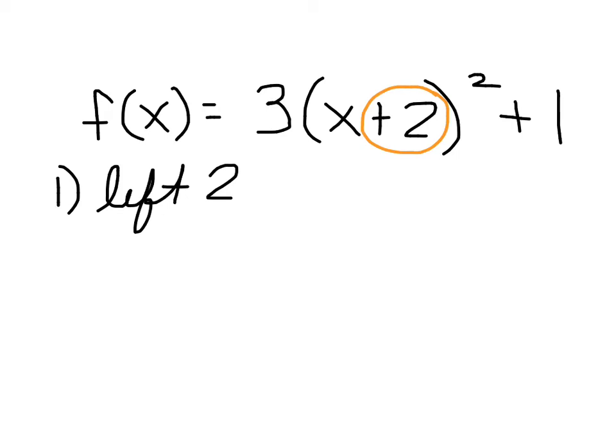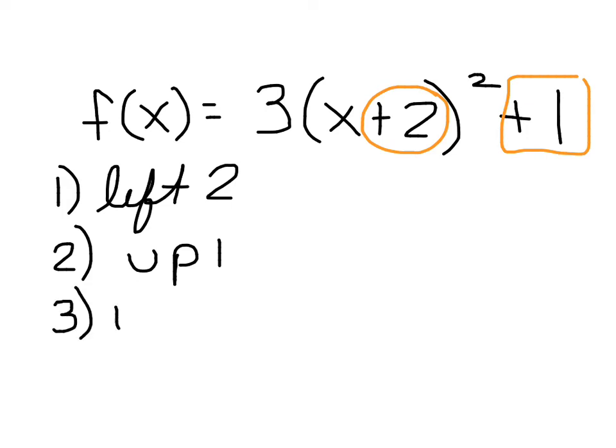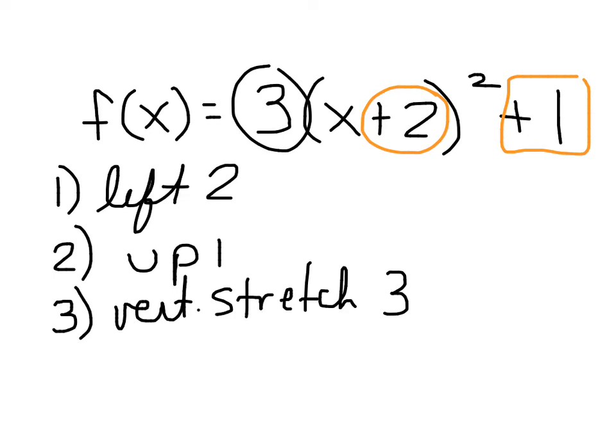Emma, what's another transformation? Another one that Emma had was up 1, which is taking care of this transformation here. Is there another piece that we're missing? Cole? We also have a vertical stretch by 3. So you have answered now the describing the transformation piece.